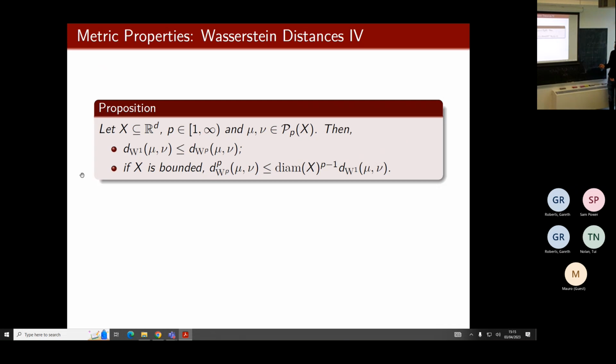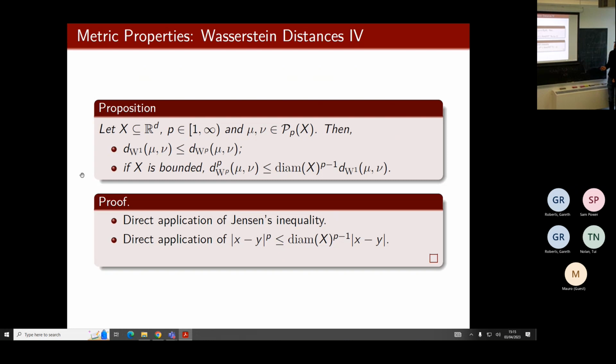Okay, so this proposition basically says that at least if x is bounded, all these Wasserstein distances are essentially kind of the same. So I always have this trivial lower bound between the 1 Wasserstein distance and the p Wasserstein distance. And if my space x is bounded, then I can get an upper bound on the p Wasserstein distance in terms of the 1 Wasserstein distance as well. I think the proof of the first one is just Jensen's inequality. And then the second one is even more trivial.